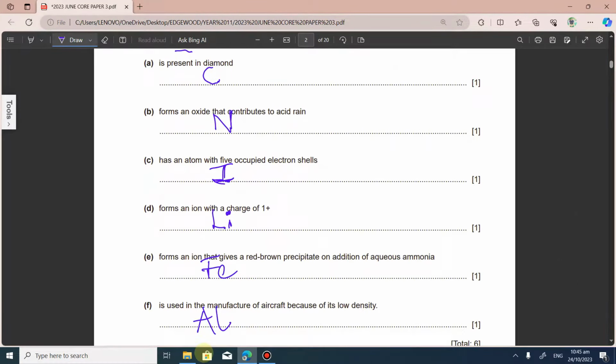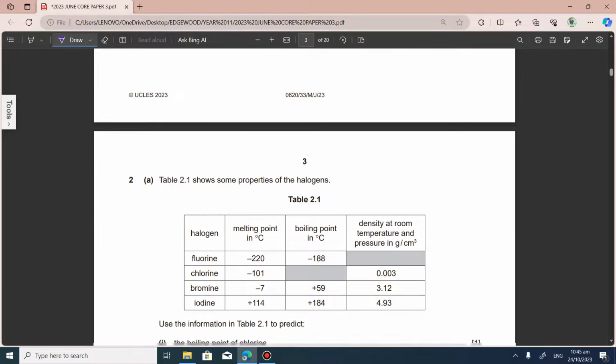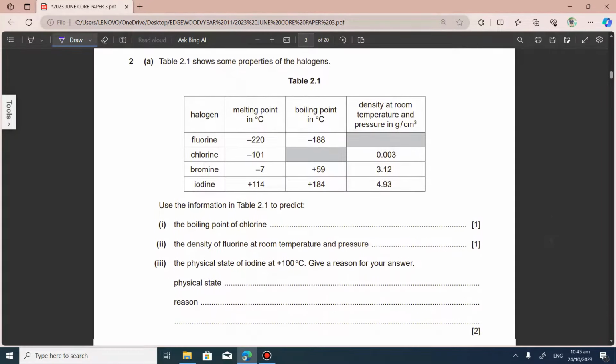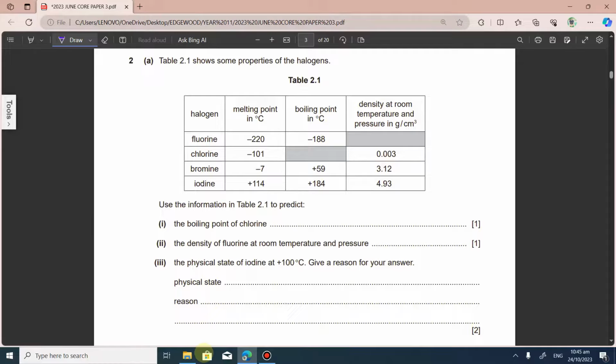Now let's move forward to the next questions there. It says table 2.1 shows some properties of the halogens. Now we have the halogen in this column, and then we have their melting point in this column, the boiling point downwards, and then the density at room temperature and pressure in gram per centimeter cube. It says use the information in table 2.1 to predict.